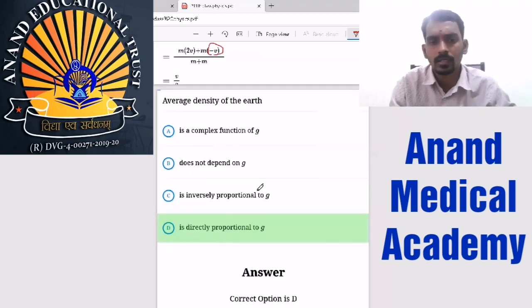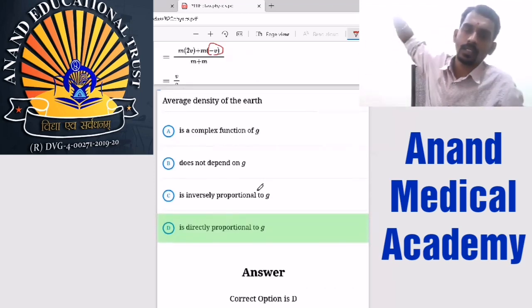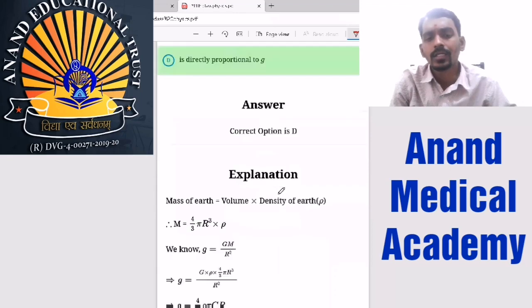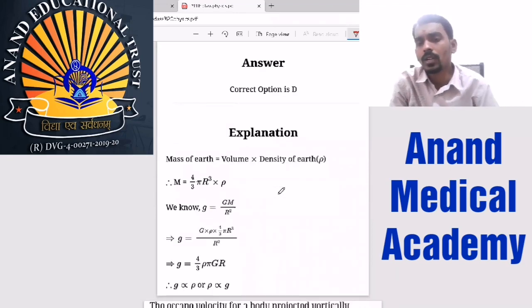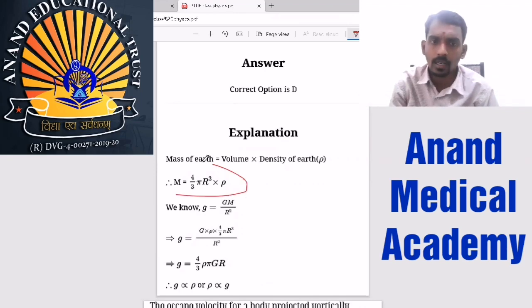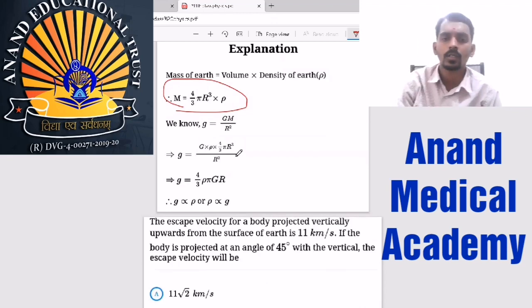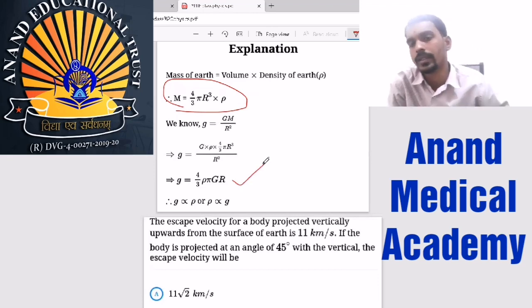Now, average density of the earth. So, average density of the earth, we have the direct formula. It depends on density, which means mass by volume: density equal to mass by volume. So we have the formula. Just substitute it, and in that you will get the relation so that you can conclude it. Here G and rho. See, this is the formula we will derive for G.